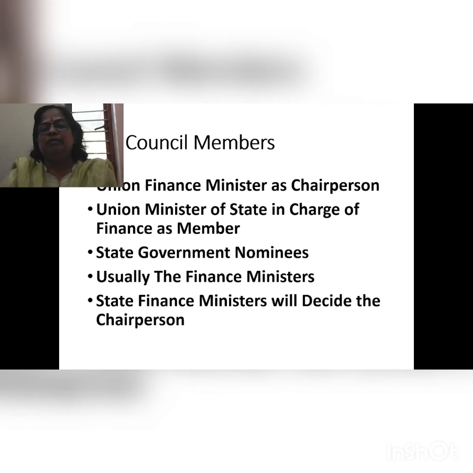Now, GST Council members. You have to remember, the Union Finance Minister is the chairperson. That's Mrs. Nirmala Sitharaman, the chairperson at present. The Union Minister of State in charge of finance will always be a member. State government nominees will be there. Usually, state governments will nominate their finance ministers. So, the central government finance minister and deputy finance minister will be there, and all the finance ministers from different states. These state finance ministers will decide who will be the chairperson for the GST Council.